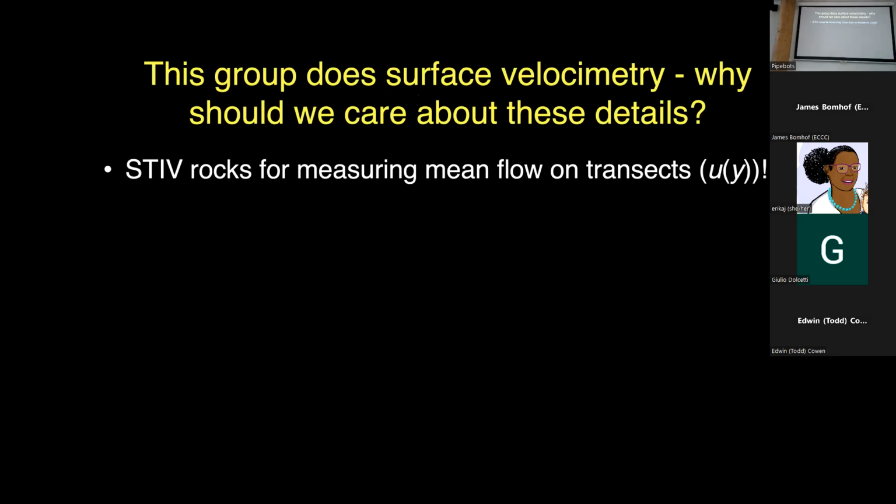All right, but this group really focused on surface velocimetry. So why should we care about all these details? And in fact, as many of you have presented, and I am now fully convinced, space-time image velocimetry rocks, right? It does just an amazing job. It's very robust. It's very computationally efficient. And if you're interested in getting the mean velocity transect like you would with an ADCP, it is hard to argue against STIV being the approach of choice if you're working with these surface and remote sensing techniques.